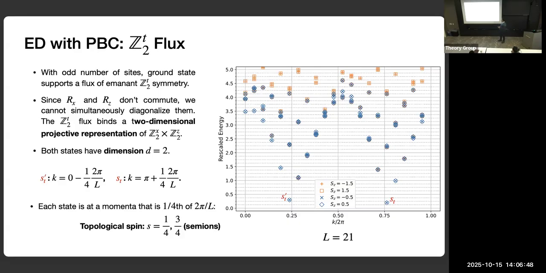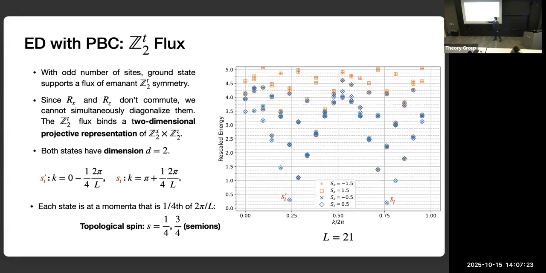And what happens is that since I have an odd number of sites, I can no longer diagonalize these two symmetries simultaneously because they don't commute, which means that I need to attach a minimal-dimensional representation of the projective representation of this group, which is 2. What I'm trying to say is that this is really a block. It's a 2-dimensional irrep of the projective representation of this group. You can really not decompose it. It's just a composite object. Therefore, I attach to both of them quantum dimension 2.